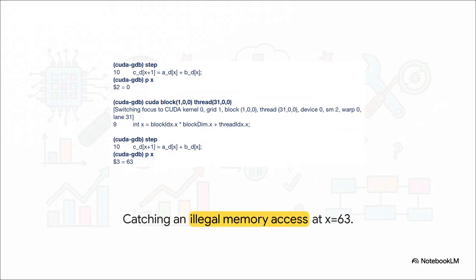Part 3. Fixing out-of-bounds problems. Now that we've got our execution controls mastered, let's track down a fatal out-of-bounds memory error. These are the worst because they often cause mysterious, silent crashes. By stepping through the debugger, we get our aha detective moment. We switch focus to block 1, thread 31, and print the value of our index variable, x. The debugger tells us x is 63. But why does a simple value of 63 crash our entire program?